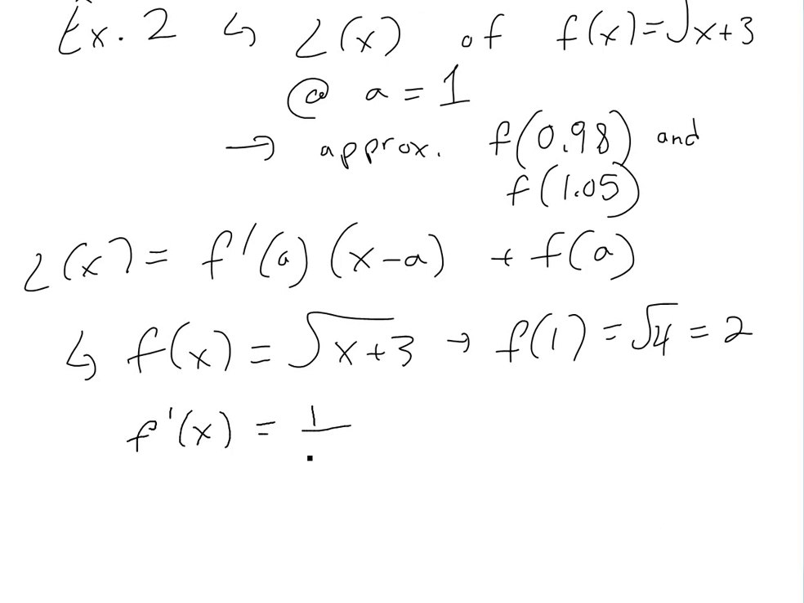This is just going to be 1 over 2. And then it's going to go down here, x plus 3. Because it's going to be 1 over 2, bring the 1 over 2 down. Then minus 1, which is negative 1 over 2. So it brings it down here. And then f prime of 1 is just going to be equal to, well, 1 divided by 2.